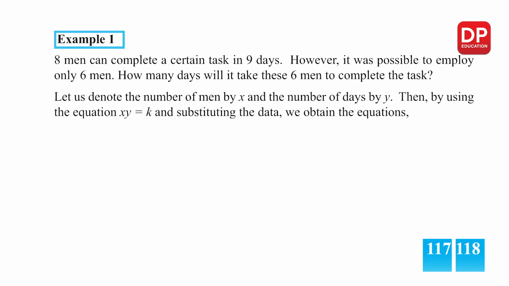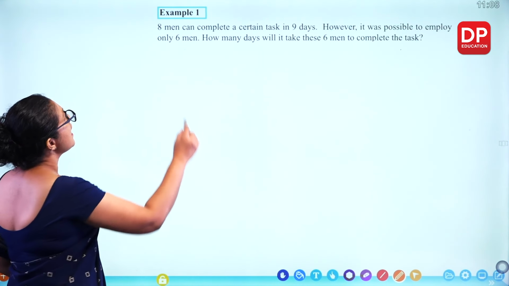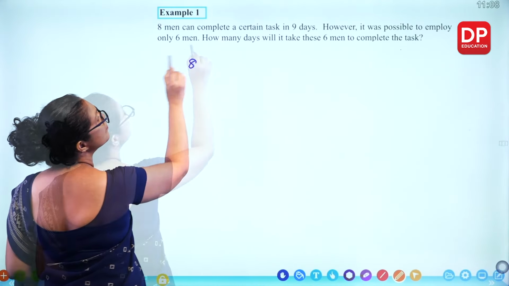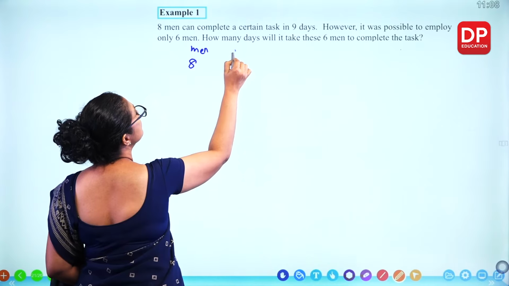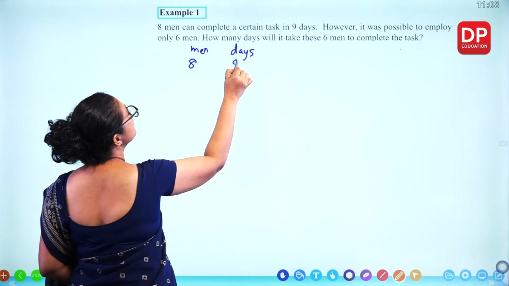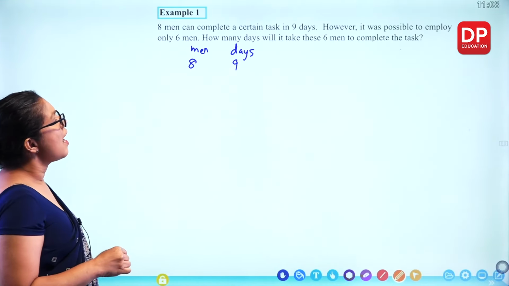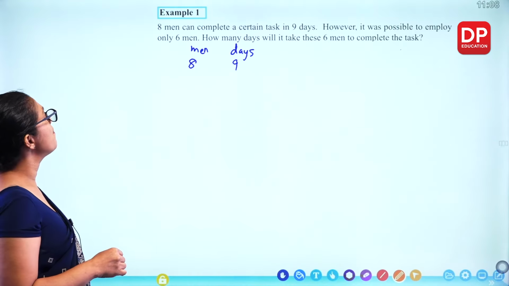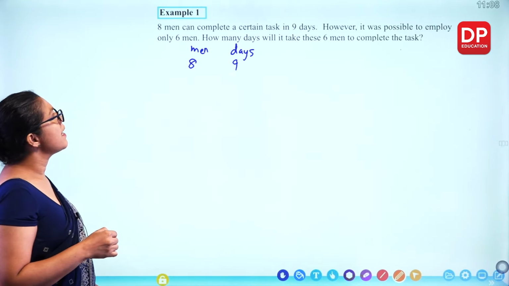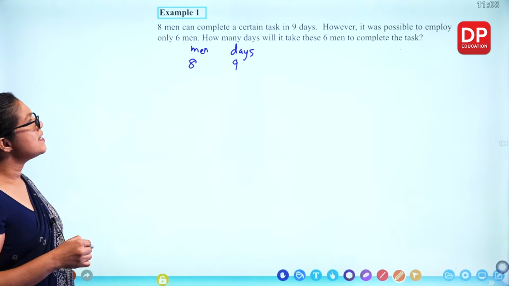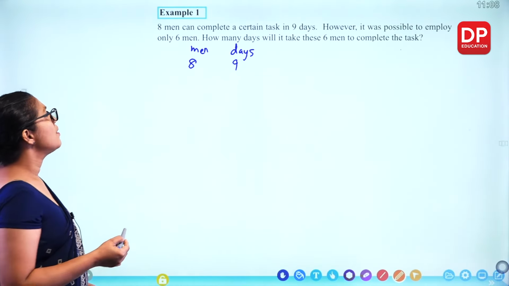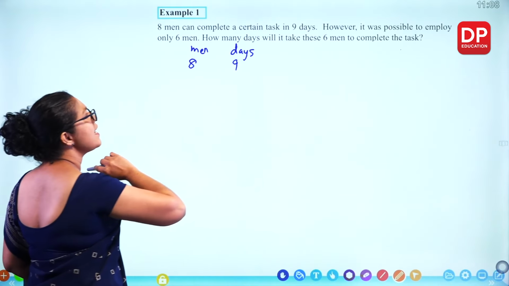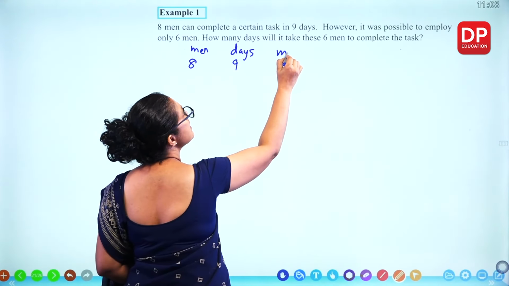Now we'll look at example 1 in your textbook. It says 8 men work for 9 days to complete a task. However, it was possible to employ only 6 men. How many days will it take these 6 men to complete the task? Now earlier 8 men for 9 days. So that means how many man days are there?